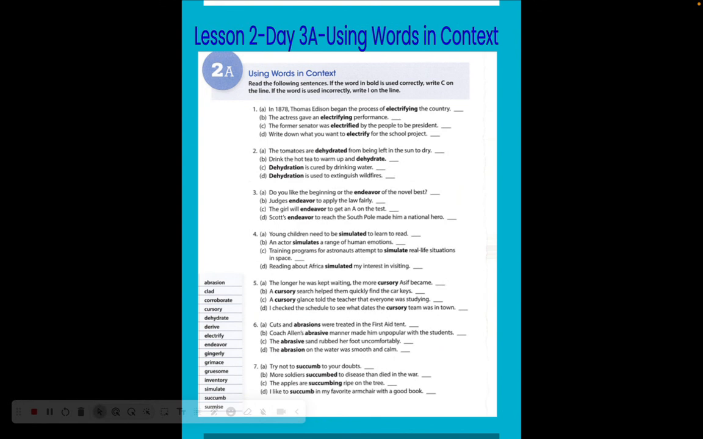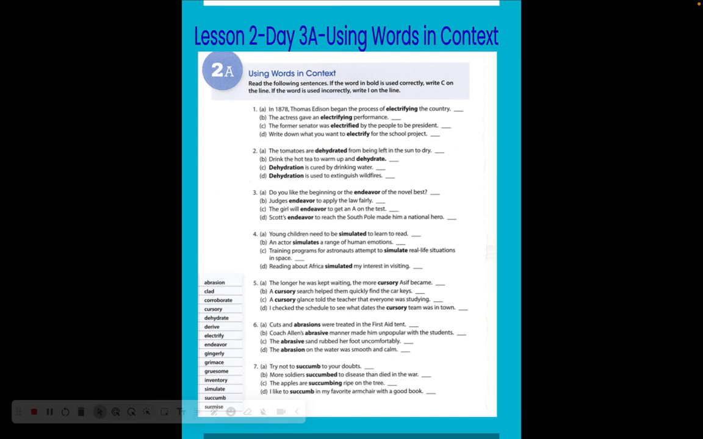The next one, the former senator was electrified by the people to be president. So the way we read this is like he was electrified, which would almost be like he was hurt. So that doesn't really seem to make sense. And the last one, write down what you want to electrify for the school project. That doesn't seem to have the correct context. So we're going to write an I for C and D.